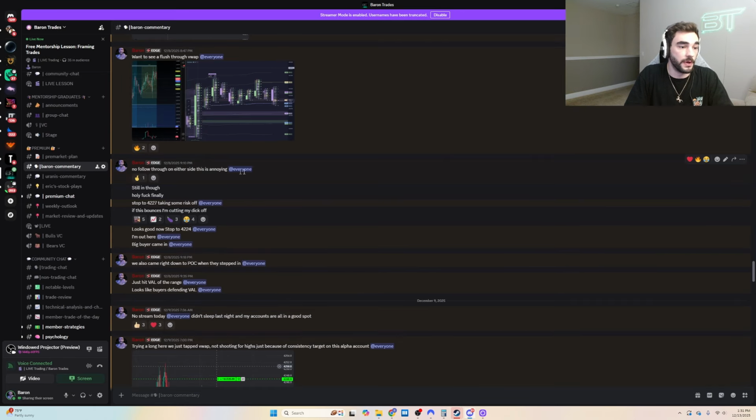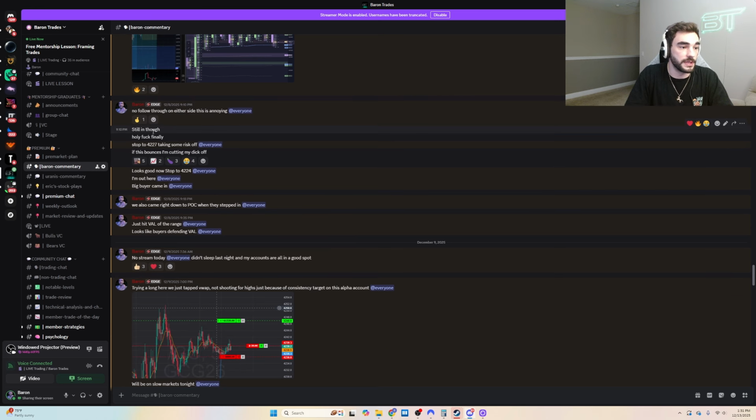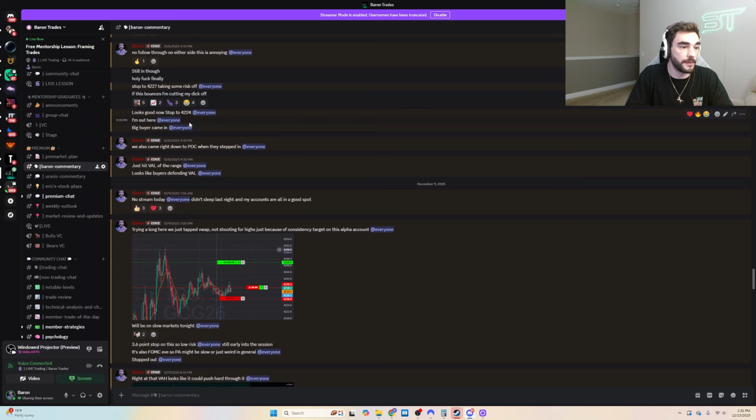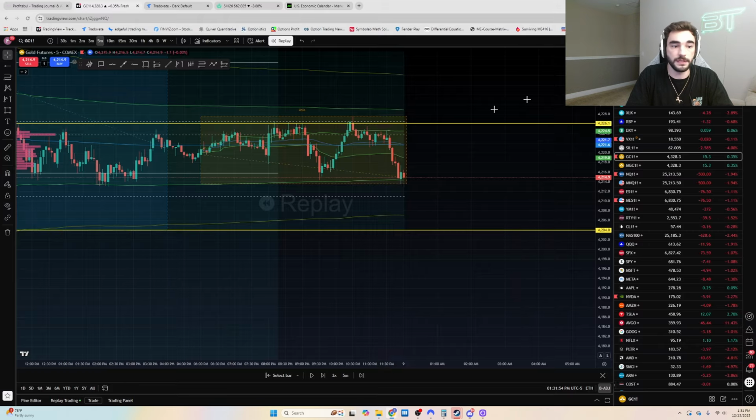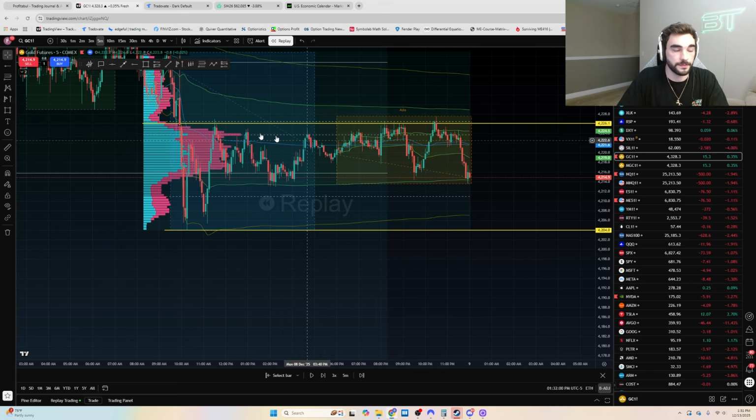Okay? No follow through on either side. This is annoying. Still in though. Okay? Stop to 4227, taking some risk off. Looks good now. Stops to 4224. I'm out. I got out at 9:15. Why did I get out here? Because this bounced right off this initial POC.